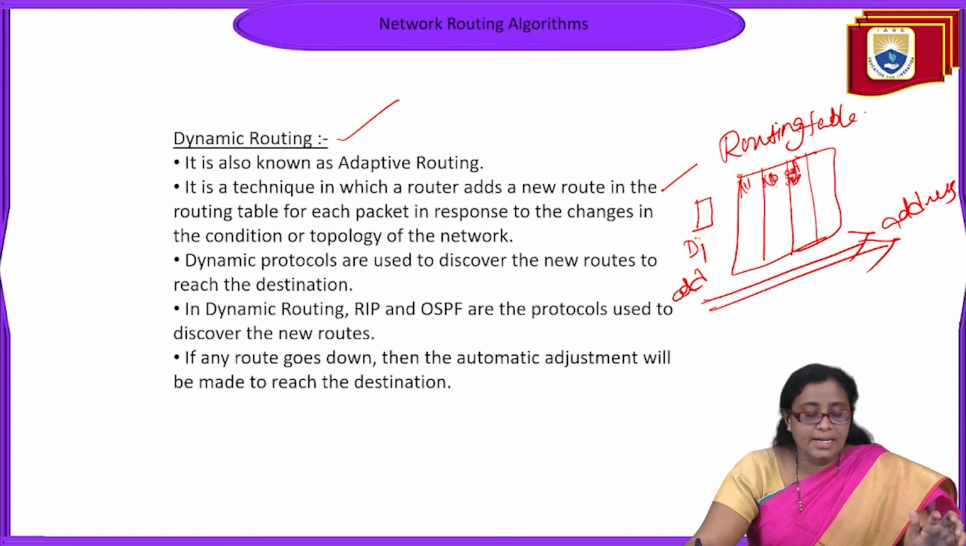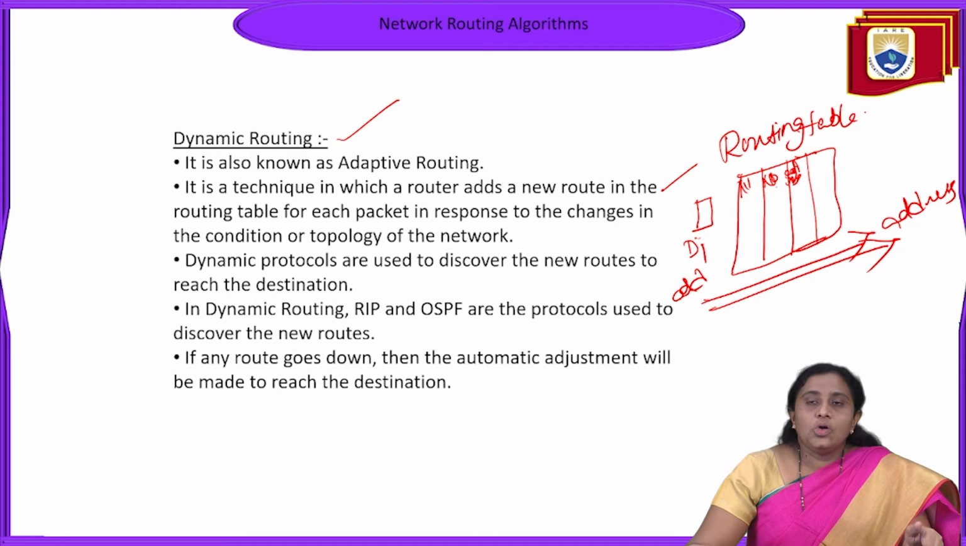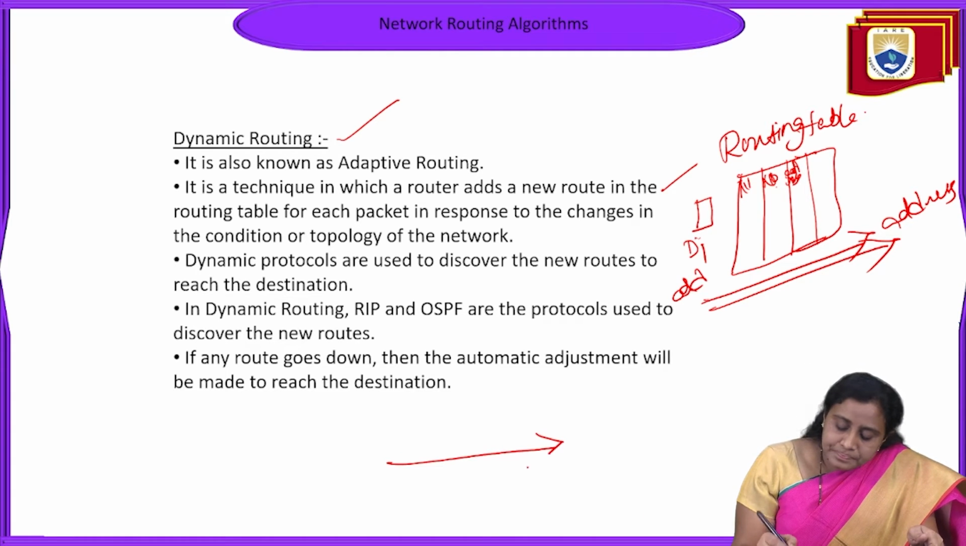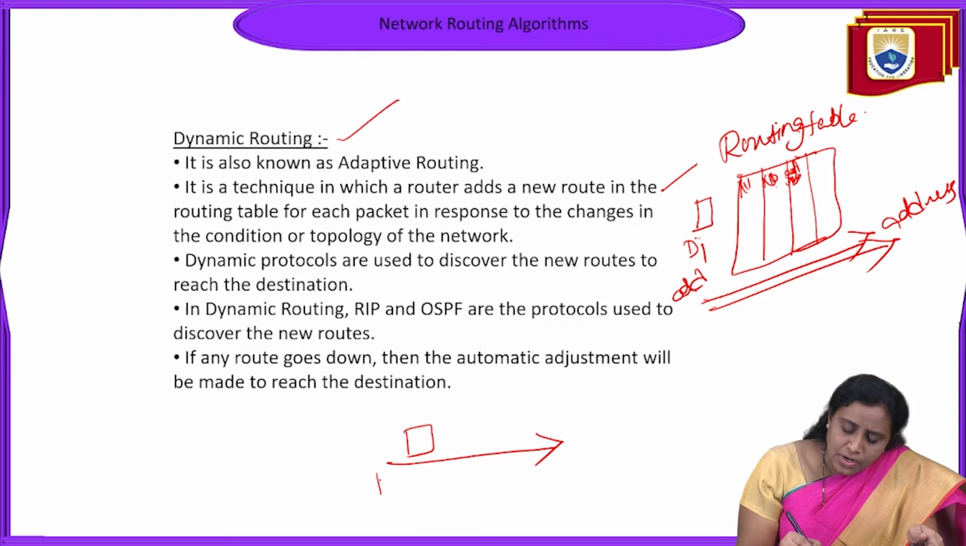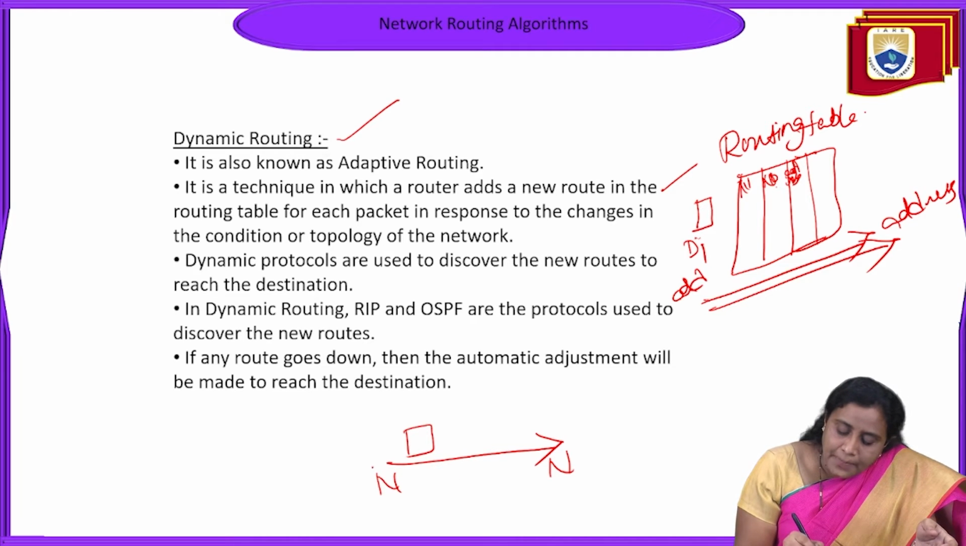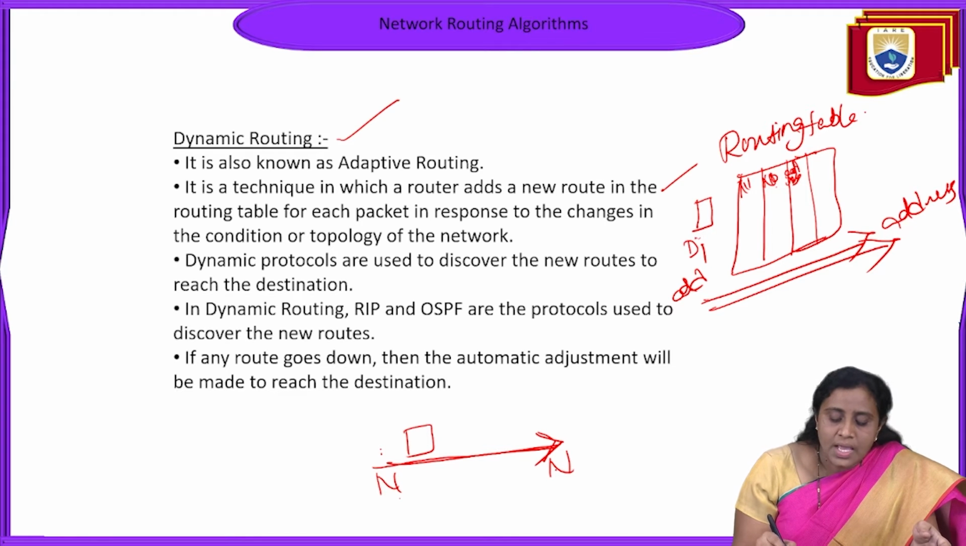So finally, a routing table consists of a data packet name, its number and its address. Here, dynamic protocols are used to discover new routes to reach the destination. That means a data packet is already able to transmit from one node to another node. Dynamic protocols are used to discover new routes to reach the destination.